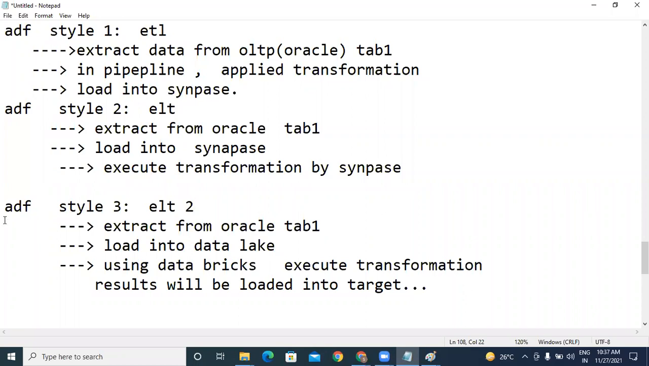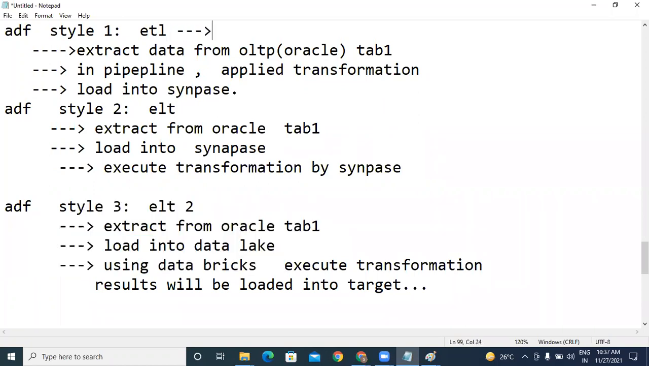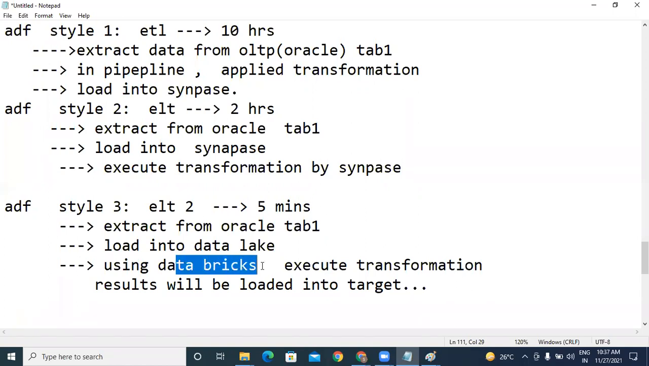Among all these 3 models, style 3 is super fast. For example, the first model has taken 10 hours. The second model will take 2 hours. The third model will take 5 minutes. Here the weapon is Databricks. Databricks is a Spark environment, a Spark cluster.